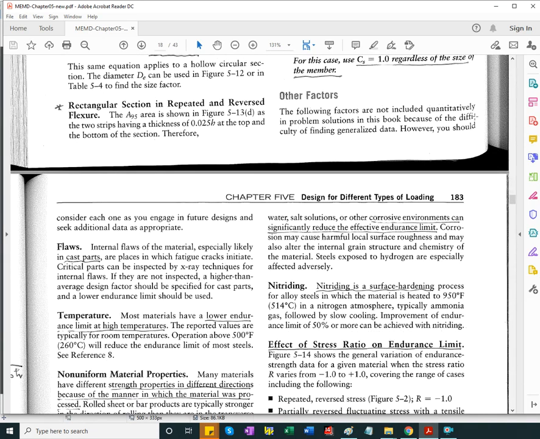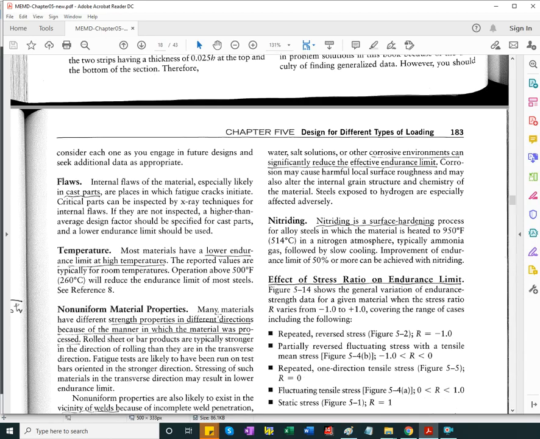So what can influence the fatigue strength in an application? We already agreed upon some: internal flaws coming from the way the part was produced, cast or powder metallurgy. And then temperatures influence the endurance limits. Higher elevations increase the endurance limit.